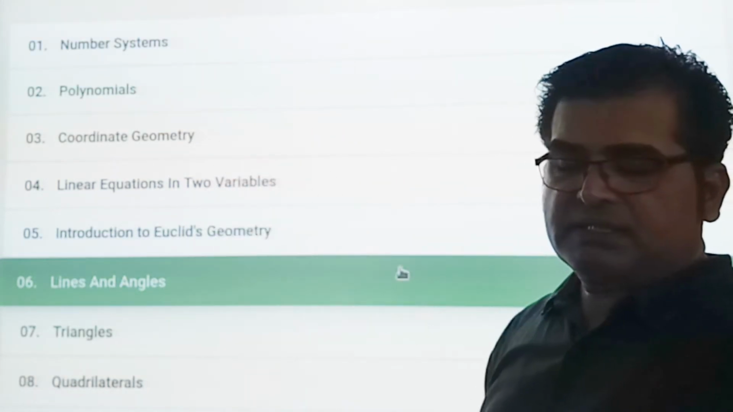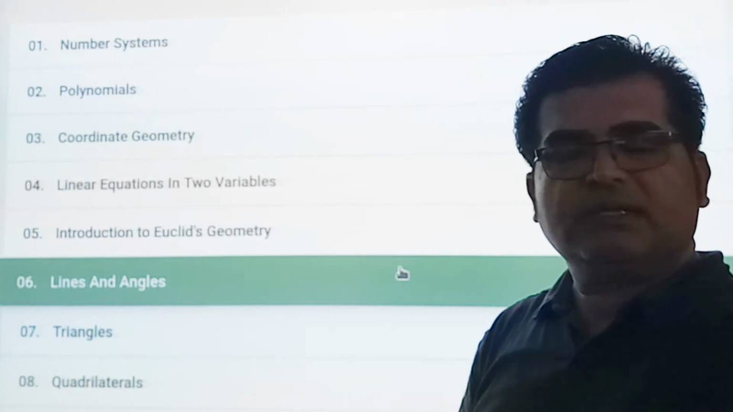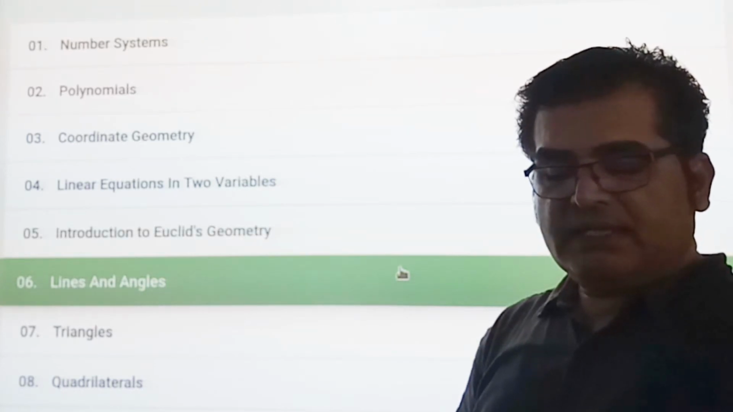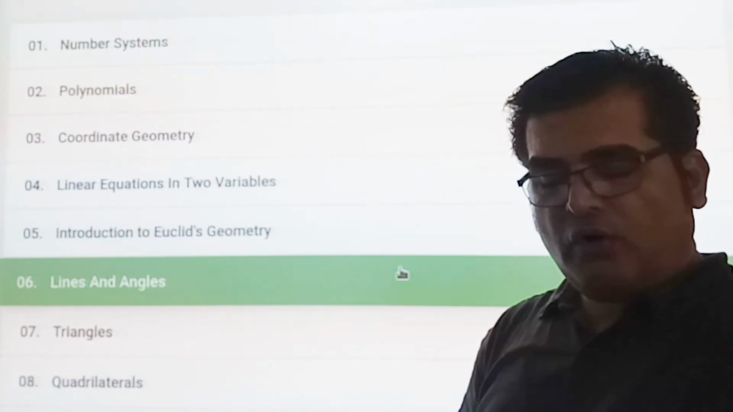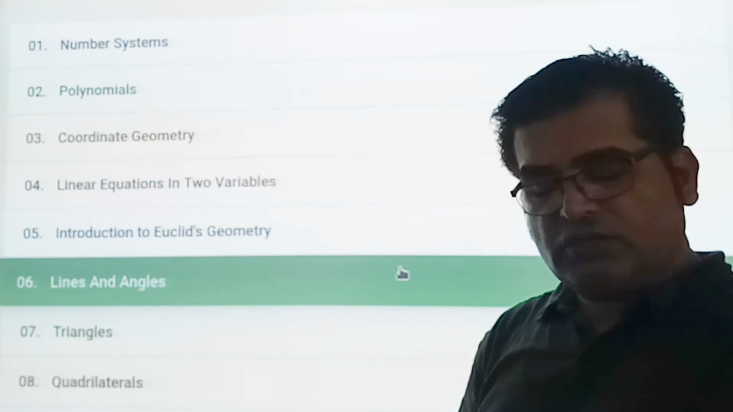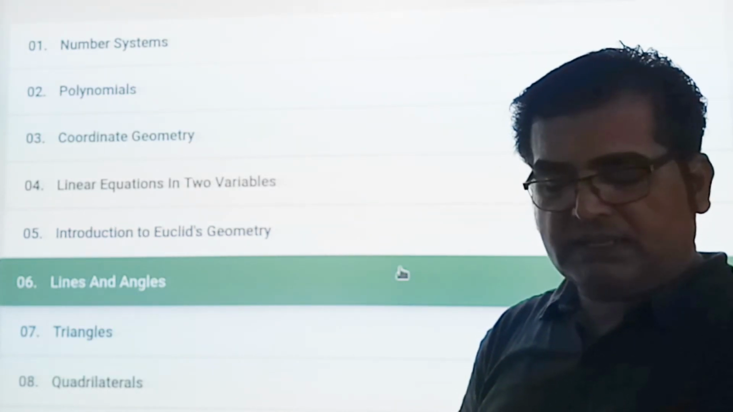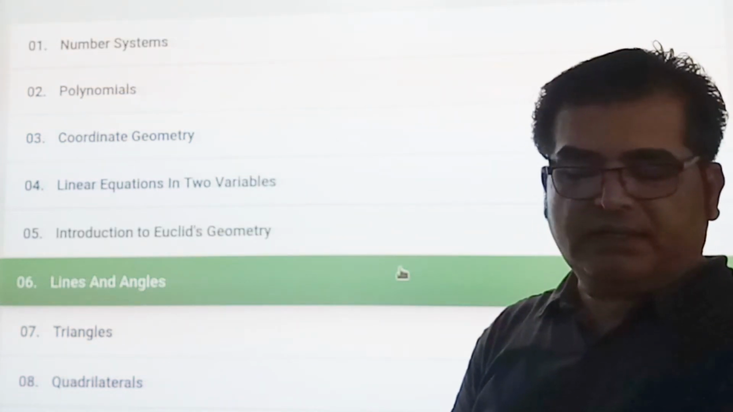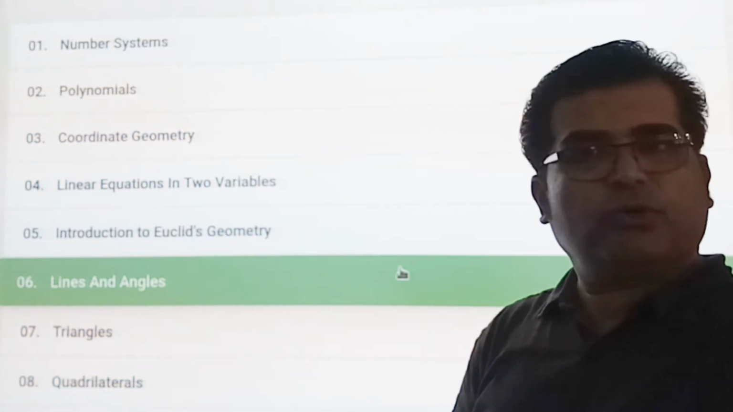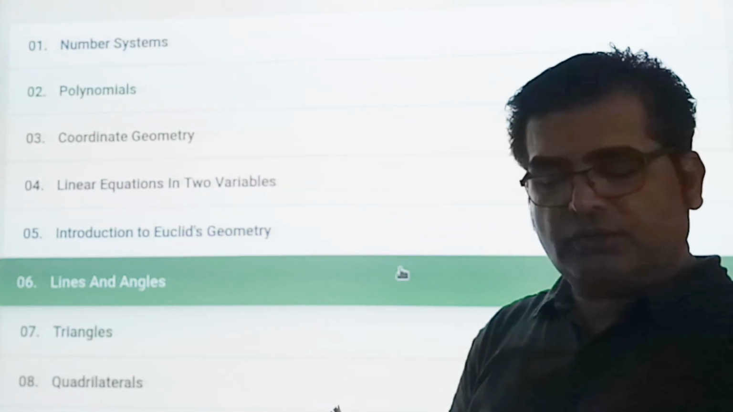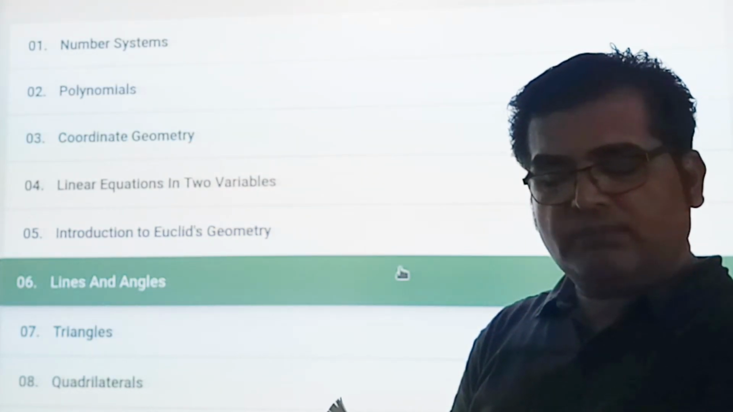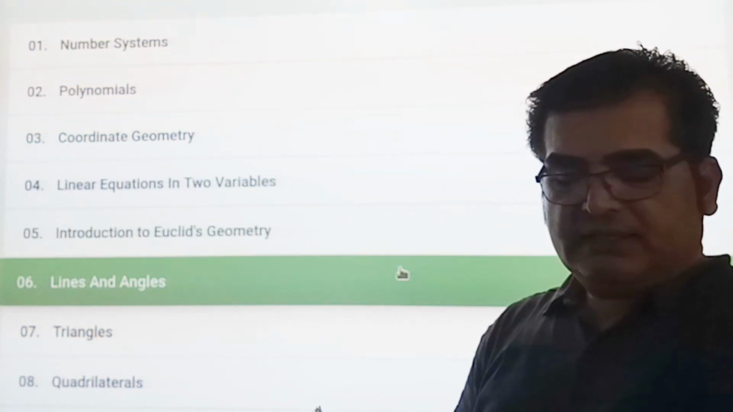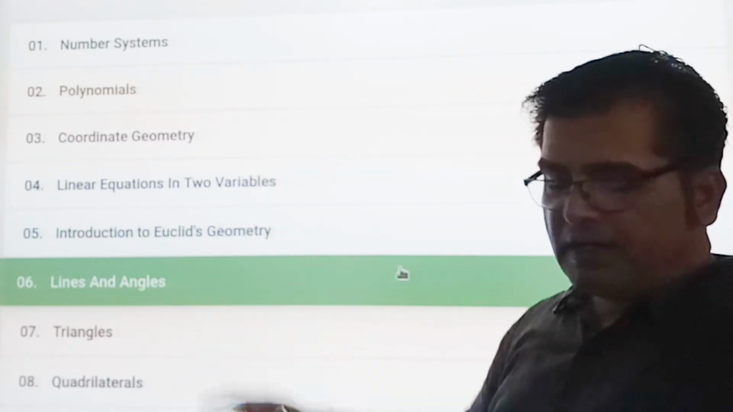In number systems, you will study irrational numbers, real numbers and their decimal expression, representing real numbers on number line, operations on real numbers, laws of exponents for real numbers. Then chapter 2 is polynomials. In polynomials, you will study polynomials in one variable, zeros of polynomials, remainder theorem, factorization of polynomials, algebraic identities and their uses. Then chapter 3 is coordinate geometry.